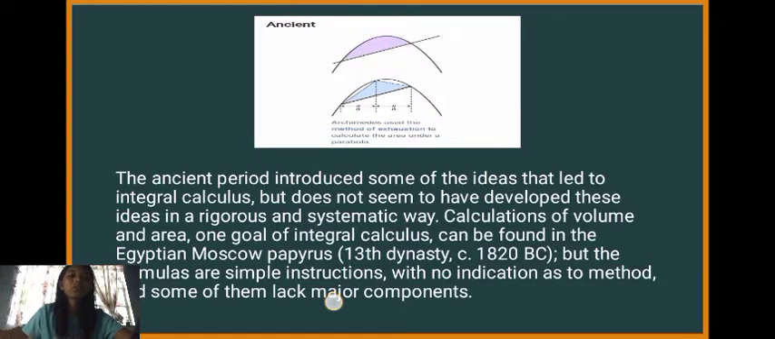The ancient period introduced some of the ideas that led to integral calculus, but does not seem to have developed these ideas in a rigorous and systematic way. Calculations of volume and area, one goal of integral calculus, can be found in the Egyptian Moscow Papyrus, 13th dynasty, 1820 BC. But the formulas are simple instructions with no indication as to method, and some of them lack major components.